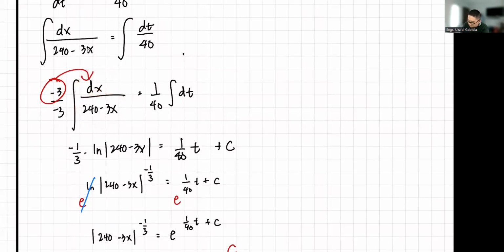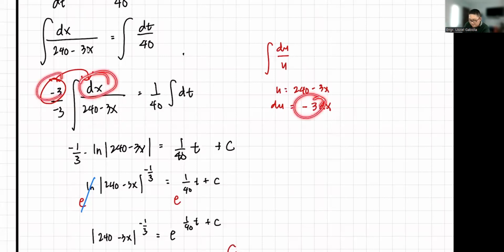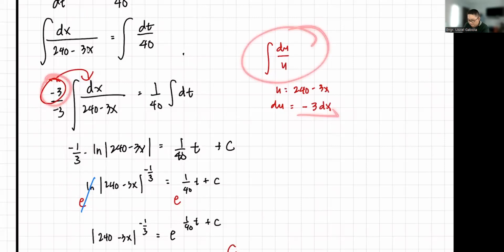Kasi di ba ang goal natin is ma-present siya as du over u. Okay? Eh ang u natin is equals to 240 minus 3x. So ang derivative niyan ay negative 3 dx. Eh ang nandito mo, dx lang. Kailangan mo ng negative 3, kaya pinasok mo yung negative 3. Ngayon yung naiwan, hindi mo siya pwede i-cancel kasi wala siyang ika-cancelan. Kaya hinapi ko lang siya dito. Okay? Then since naipasok mo na yung negative 3, nasatisfy mo na yung du over u, kaya naging ln to. Then sinimplify na siya.